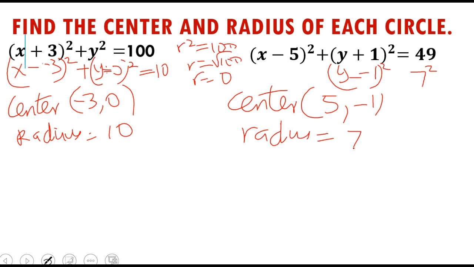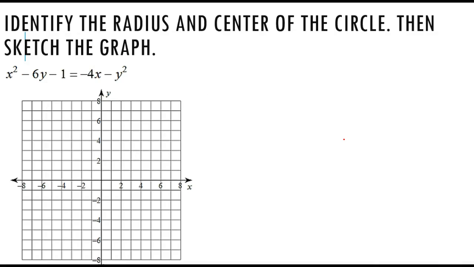Okay, it's that simple. All it takes is to write it in standard form, and you can just pick out the radius and the center. And what if it is not written in standard form? What if you're given an equation like this that is not in standard form? You need to write it in standard form first.